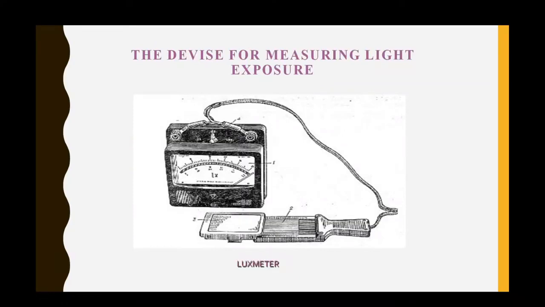It's a lux meter, a device for measuring light exposure, where part of this device, number 2 and 3, is a photo element. It's a photo element with perception of light, and on a scale of the device we can see a level of light exposure.